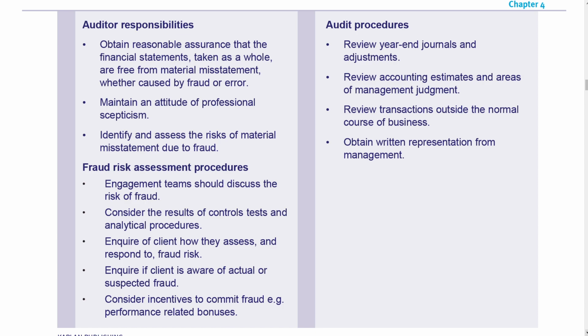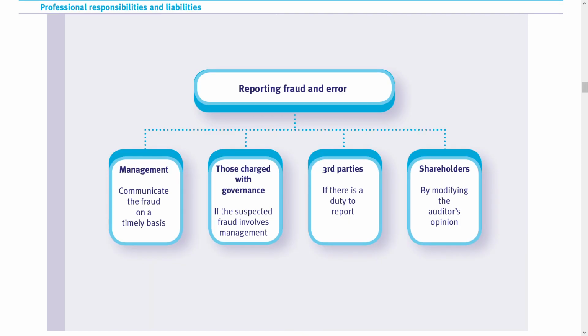4th, obtain written representation from the management that they have taken all the necessary steps, they are aware of the fraud, they are not involved in the fraud, they have to write that. Okay. So next, reporting fraud and error. You can report this to management, those charged with governance, third party, shareholders. You have to communicate the fraud on a timely basis to the management.